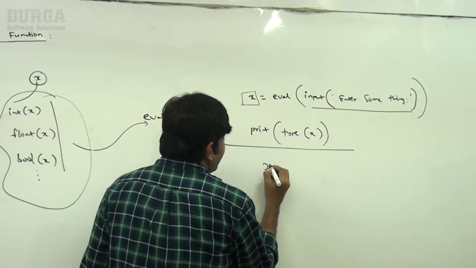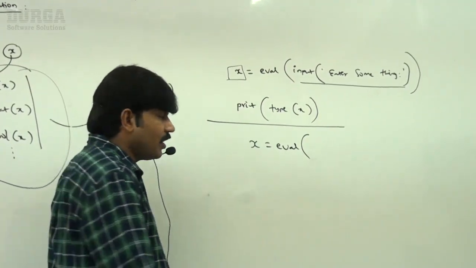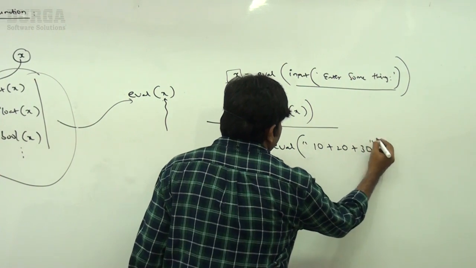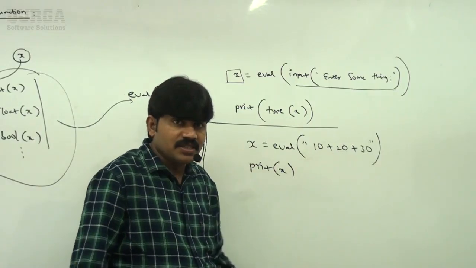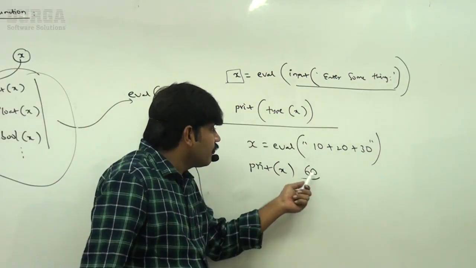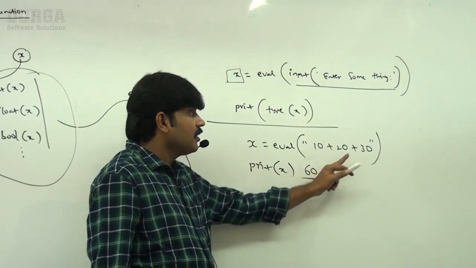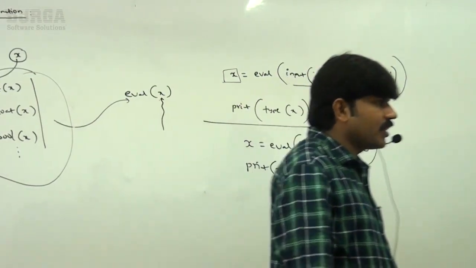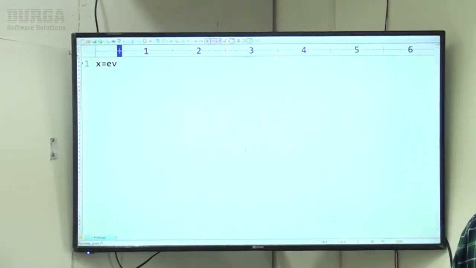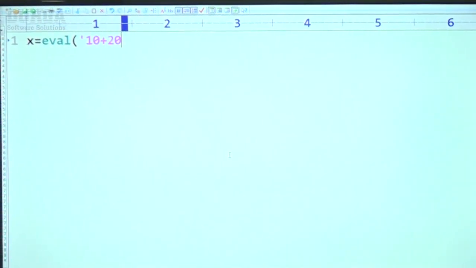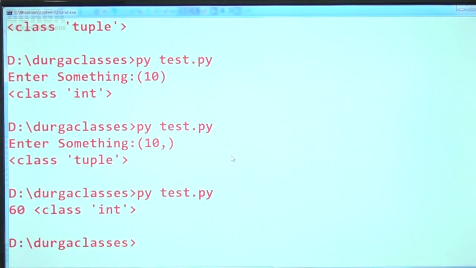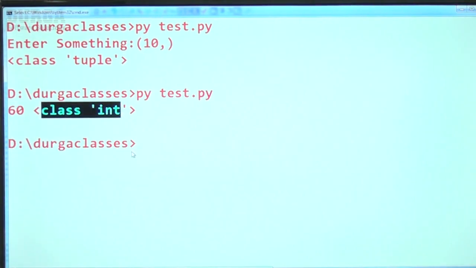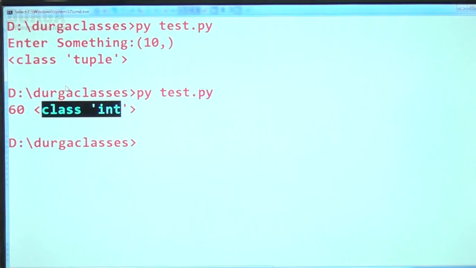Now observe this. If I take x is equal to eval of 10 plus 20 plus 30, print of x. 10 plus 20 plus 30, its value is 60. Directly you are going to get 60. Internally it will be converted to what type, sir? Here 60 is integer type only. Let me print x comma type of x, both. Now observe: 60 is the result and the type of x is int type. Are you getting it? The total value 60 you get by default.